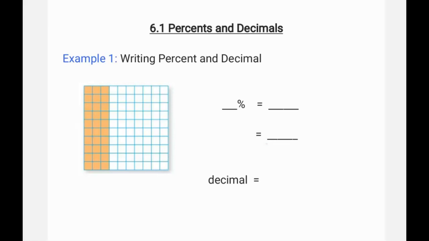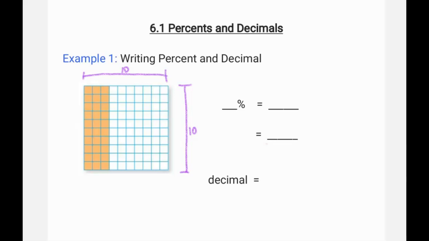This lesson's on 6.1 percents and decimals. So in example 1, we're writing percent and decimal. Looking at the model that we have, a square, and the unit that we have is, if you count this direction, you have 10 boxes, and if you count downwards, you have 10 boxes. So this is a 100 square. And what we're converting the 100 square to is percentages and also decimals.